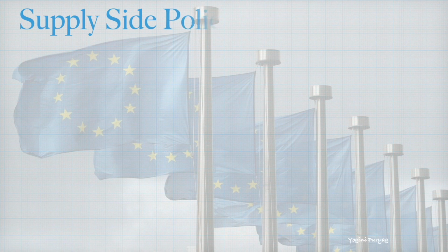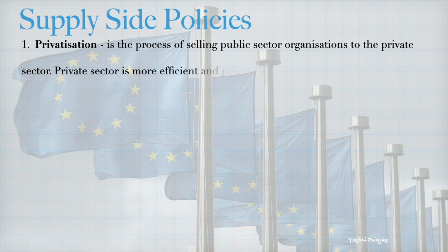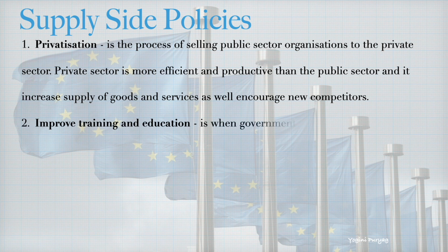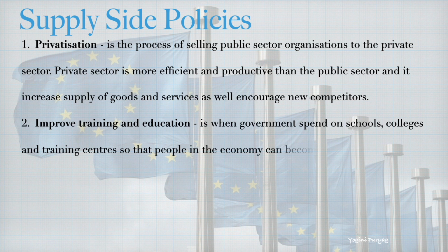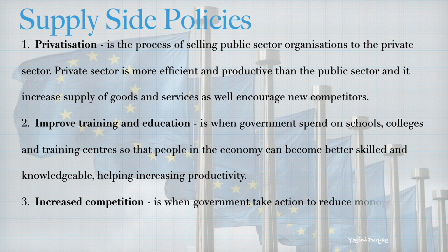Supply-side policies. Privatization is the process of selling public sector organizations to the private sector. Private sector is more efficient and productive than the public sector, with an increased supply of goods and services, as well as encouraging new competitors. Improved training and education is when government spends on schools, colleges and training centers so that people in the economy can become better skilled and knowledgeable, helping increase productivity. Increased competition is when government takes action to reduce monopolies so as to increase the supply of certain goods and services.